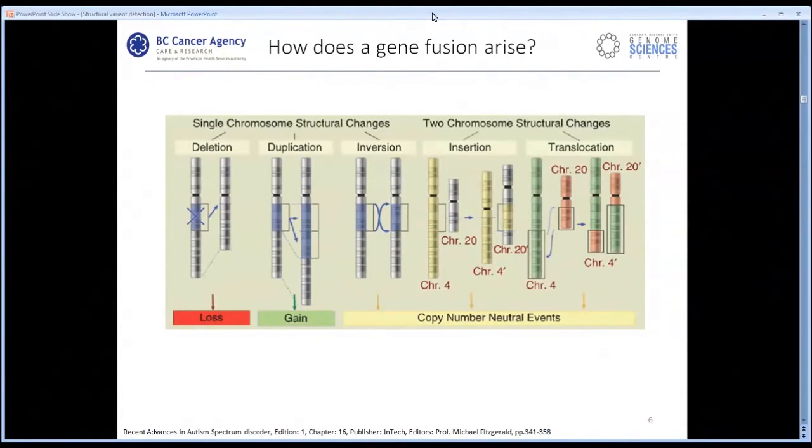The final two structural changes are an insertion event, which involves two separate chromosomes. So in the schematic, I'm showing an insertion of chromosome 4 into chromosome 20. Again, there is no DNA loss, and so there is no copy number change. And in the last case, I'm showing a translocation event where a piece of chromosome 4 translocates onto a piece of chromosome 20, and a piece of chromosome 20 translocates onto a piece of chromosome 4. In this case, it's a balanced translocation, and again, there is no DNA loss. So these are the five main rearrangement types that can arise and cause gene fusions.